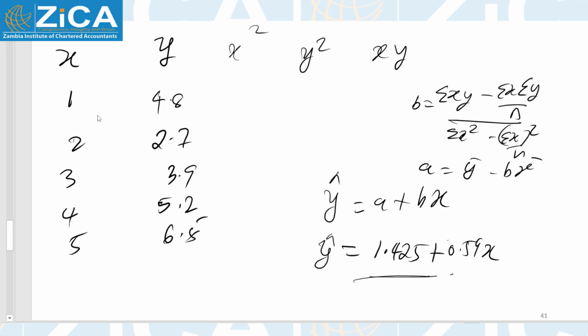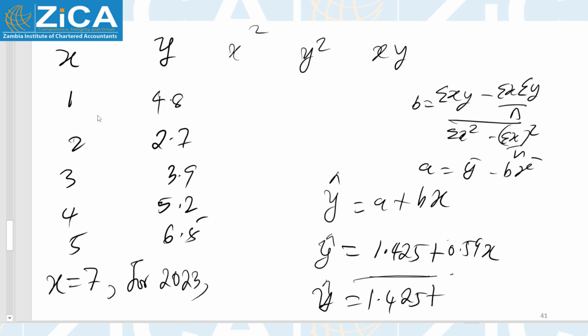Then the next thing which we needed here was just to predict or find the sales for the year 2023. For the year 2023, you find that x corresponds to 7. Then you are going to substitute: y hat will be equal to 1.425 plus 0.59 times 7, and this will give you 5.6. This will be your sales in 2023.